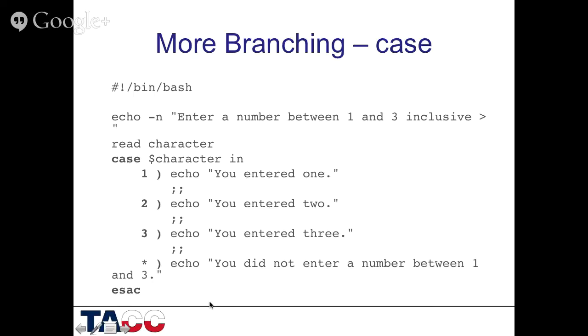And you have the same setup. We have all of our different cases, 1, 2, 3, and then the star is just your default case: none of these matched, so let's go on from there. And like I said, in Bash you'll see that here's the case, and then here is case spelled backwards, esac, to end that case block.